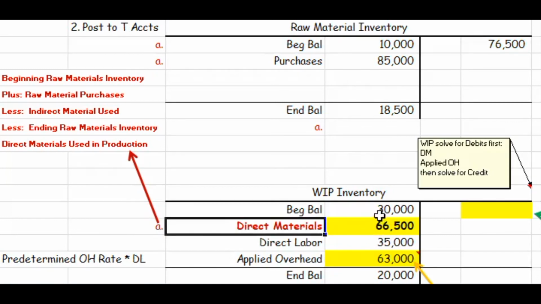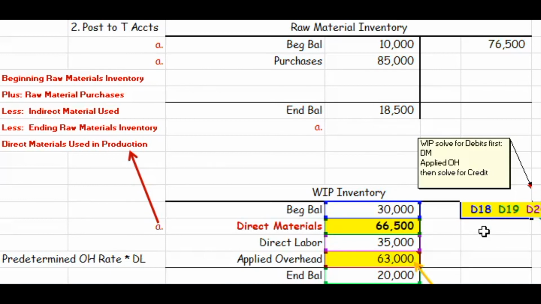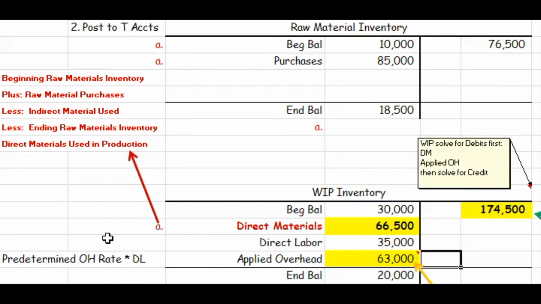Now we can solve for the credits. If you have that information, you can have the 30,000, the 66, plus the 35 plus the 63 less the 20. So that gives you work in progress inventory of $174,500, which then also flows over to finished goods inventory, because this is the raw materials.